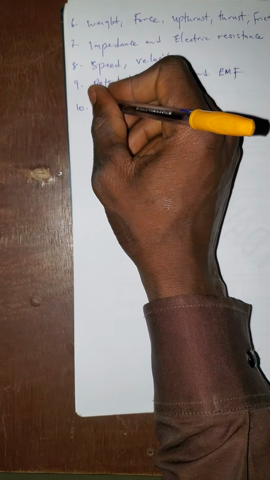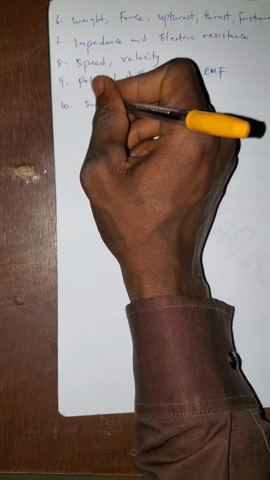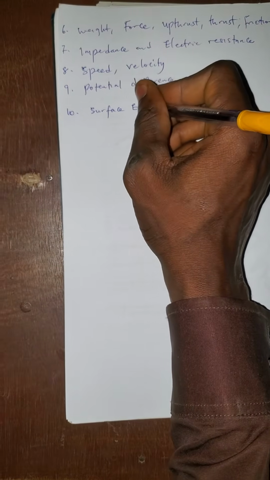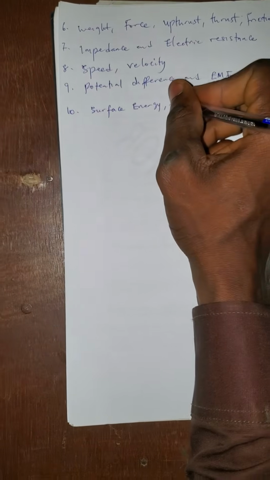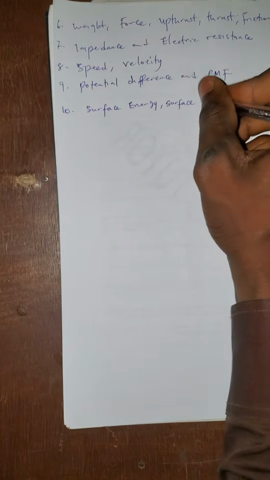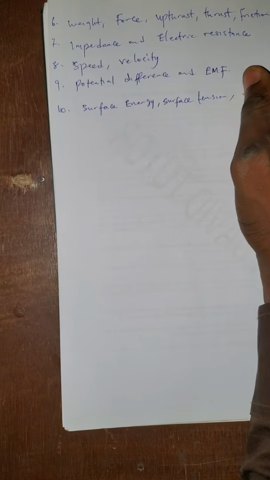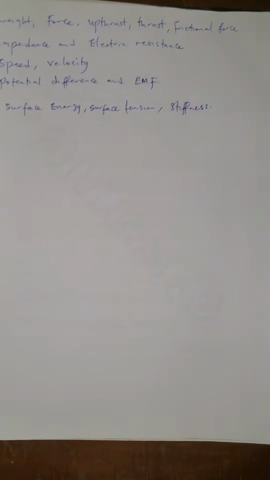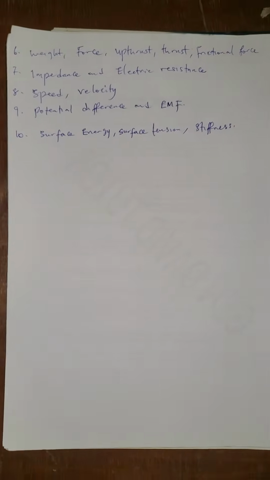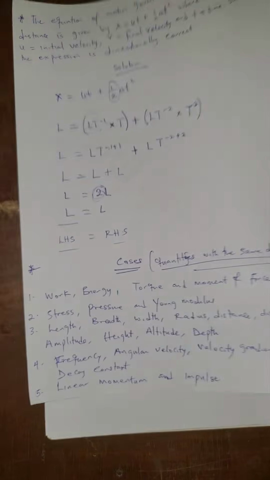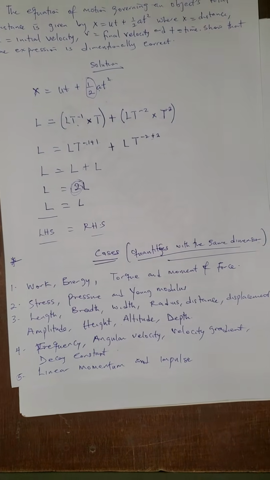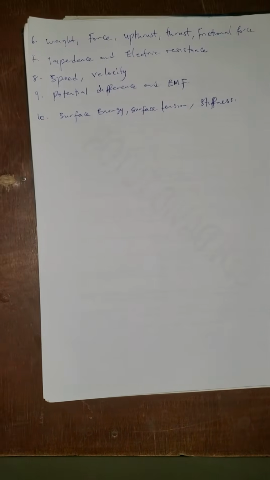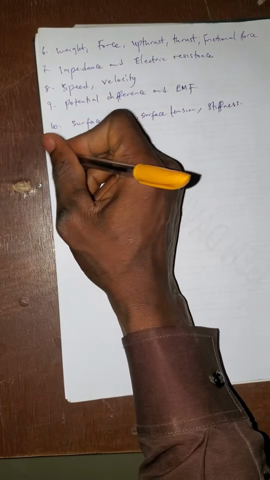That's number 10. We have the surface energy, we have the surface tension, and we have the stiffness. They also have the same dimension. So these are the categories of quantities with the same dimension. So now let's proceed to our word aspect of the question.